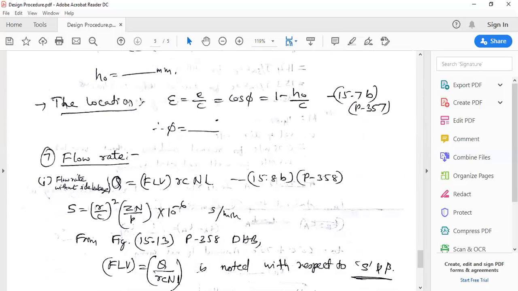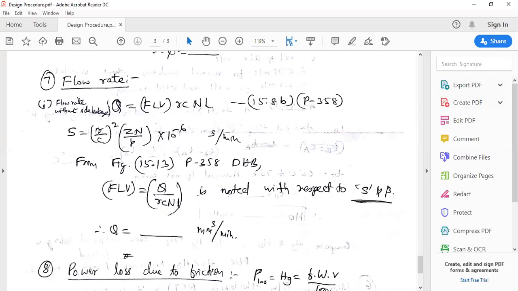After getting the minimum film thickness h naught, the location is to be calculated, which is called the attitude. The eccentricity ratio, e by c, is equal to cos phi, or 1 minus h naught by c. Using the h naught by c term in the RHS, the inverse of that value gives the angle phi, which is called the location, available on page number 357 of the data handbook, equation number 15.7b.